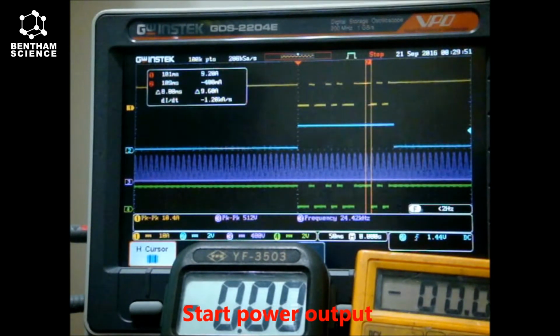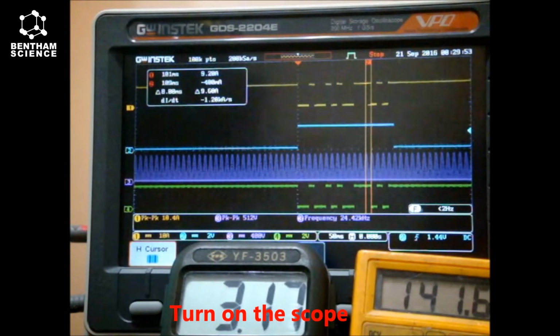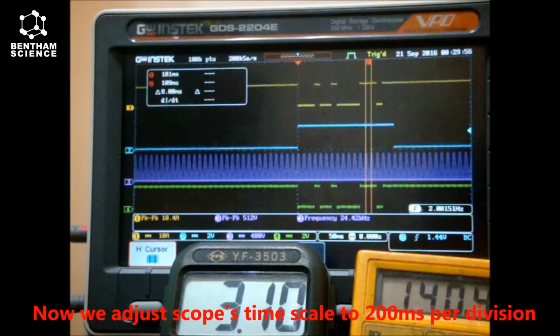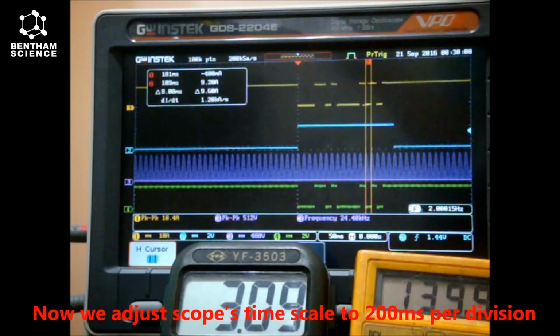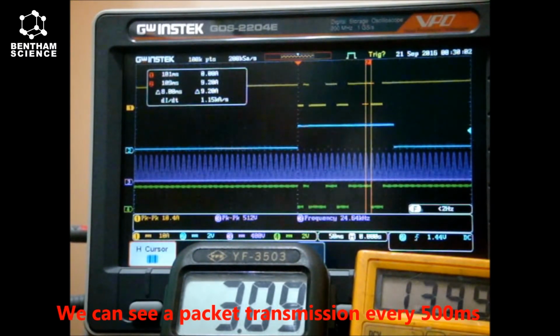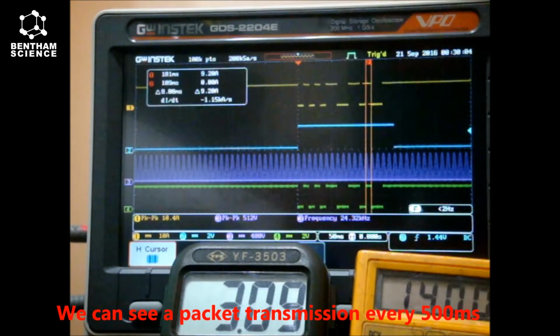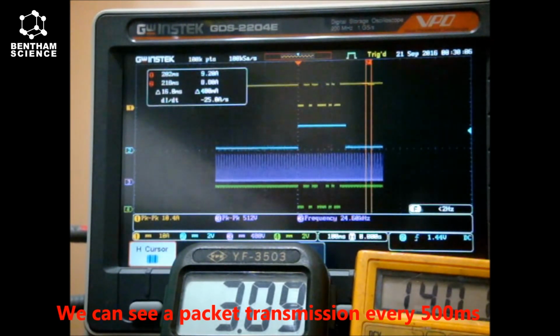Start power output. Turn on the scope. Now we adjust the scope's timescale to 200 milliseconds per division. We can see a packet transmission every 500 milliseconds.